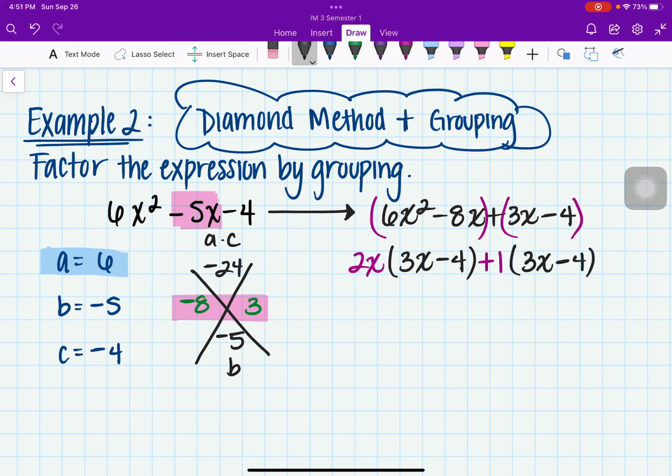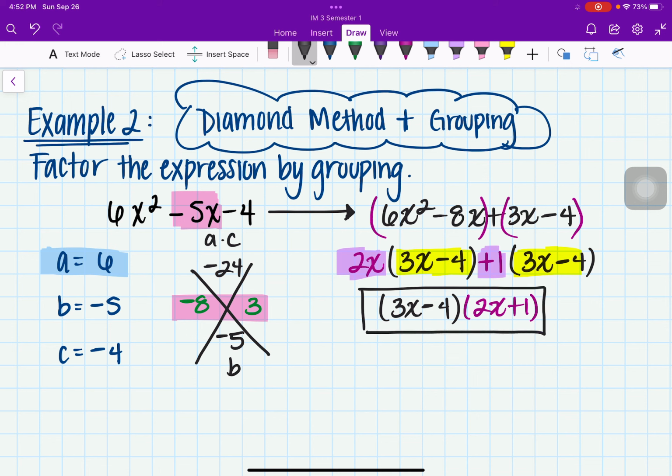Now, we have to see what they have in common. Once again, if we take a look at this here, they both have a 3x minus a 4 in common. So that's going to be our first binomial, 3x minus a 4. And our second binomial in this case is going to be composed of what we just factored, which would be the 2x plus a 1. And this here is our final answer. Once again, if you decide to use the Jaime Escalante method on this here, we should actually be getting the same answer.